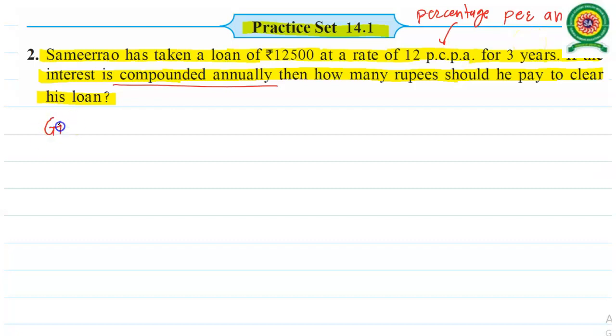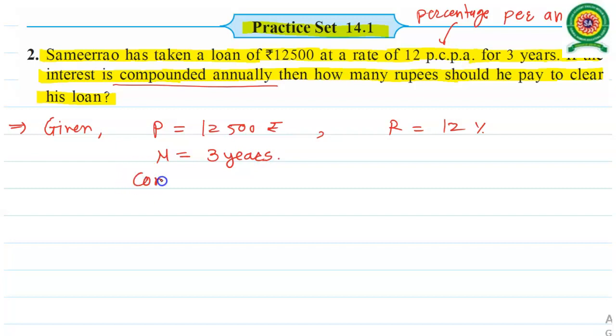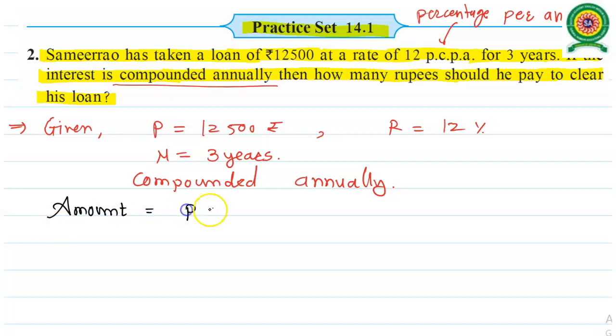So I am writing firstly the given data. The principal, that means whatever money he borrowed, is 12,500 rupees. Then the rate of interest, that means the value of R, is 12% per annum. And the duration, the time, is 3 years. Once it is compounded annually, we have to use the compound interest formula. To evaluate the amount at the end of the given duration, amount equals principal into 1 plus rate of interest divided by 100, whole to the power duration n.